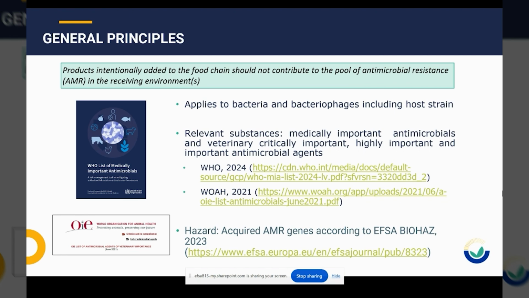The section applies to bacteria and phages, including their host strains, and the relevant antibacterial substances are those listed in the latest compendiums of clinically relevant antimicrobials from both the World Health Organization and the World Organization of Animal Health. The hazard to be identified is the presence of acquired antimicrobial resistant genes as defined in the statement from the EFSA Biohazard Panel of 2023, which established the way to distinguish intrinsic from acquired antimicrobial resistant genes.